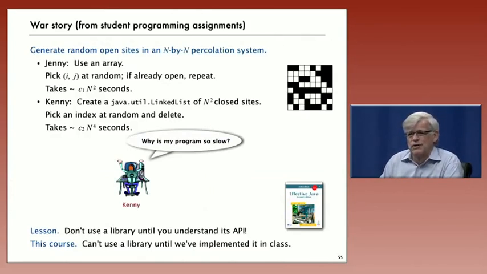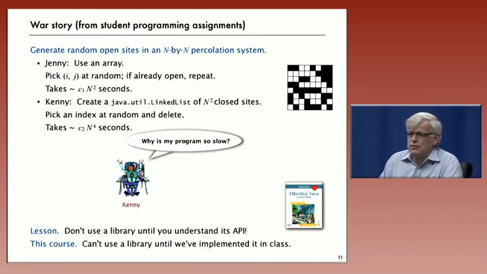Here's a war story from student programming assignments not that long ago. We have an assignment where you need to generate random open sites in a percolation system. We have one student who was paying attention to what we're saying and uses an array and can pick the indices into that array at random, check whether they're open, and repeat. So the array is n by n, there's n squared things, and it takes about n squared time, which is actually linear time for this application.